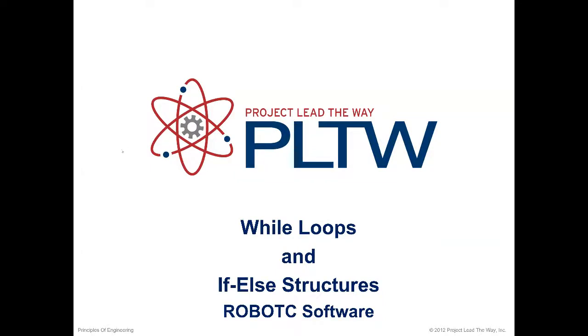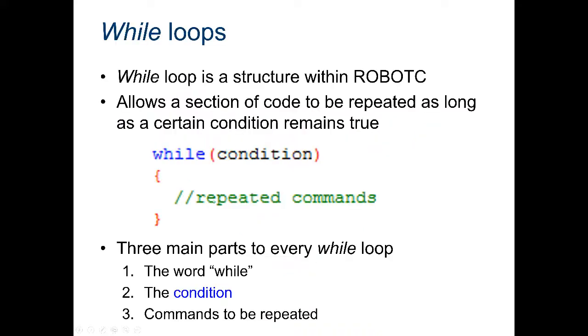All right, for 3.14, we're going to look at while loops and if else. This is for Robot C, but I will be referencing Vex VR also. So what does it do? It allows you to repeat. The main word is while, and I'll show you what it looks like in Vex VR.